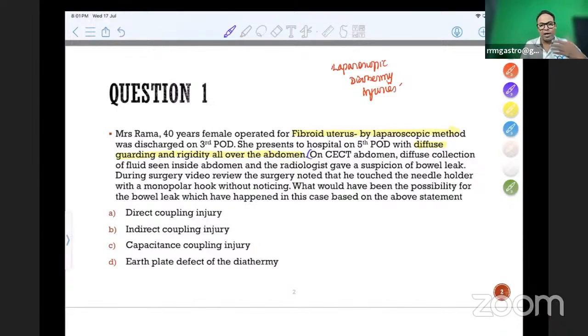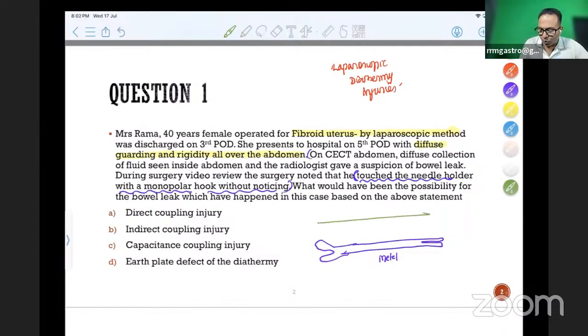During surgery video review, we usually have a recorded video. The surgeon noted, this is a classical point, that he touched the needle holder with a monopolar hook without noticing. For example, this is a needle holder. A needle holder in laparoscopy is a fully metal instrument, and this monopolar hook will always be sheathed. This hook is sheathed, and this is metal. Now, if I pass current in this hook, the current will only come at this tip. So if I'm going to cut a tissue, I will cut with this tip only.